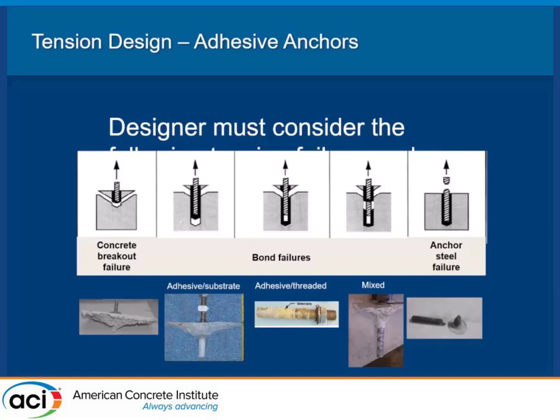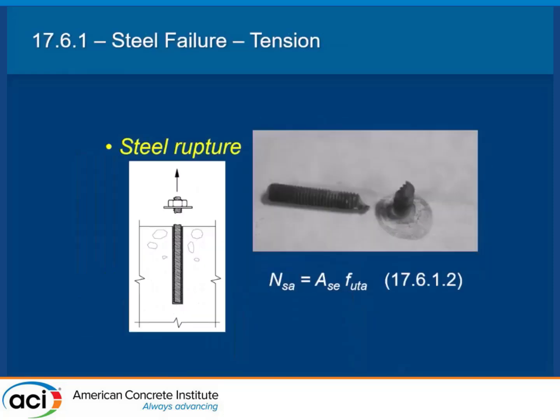Then we have here a threaded pull-out situation where it didn't really adhere to the anchor itself. Here's another mixed one, and then of course here's just an anchor steel failure. So these are the things that we're looking at here when we talk about adhesive failure.